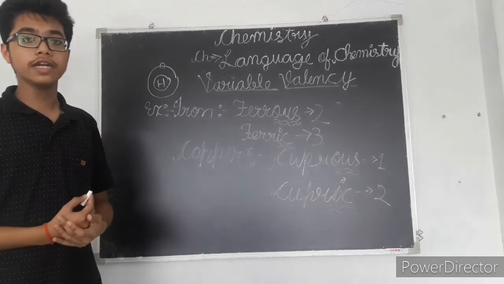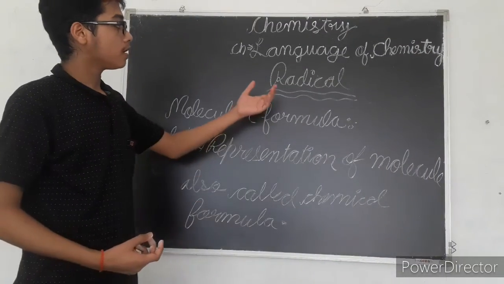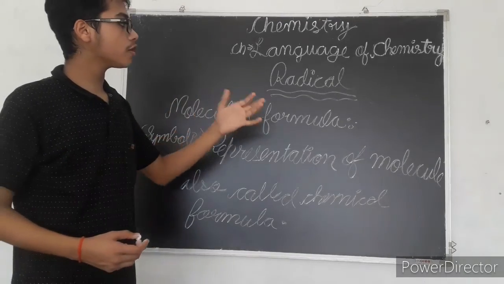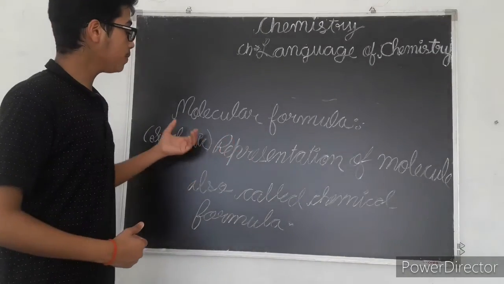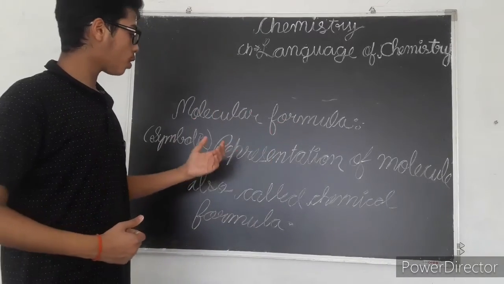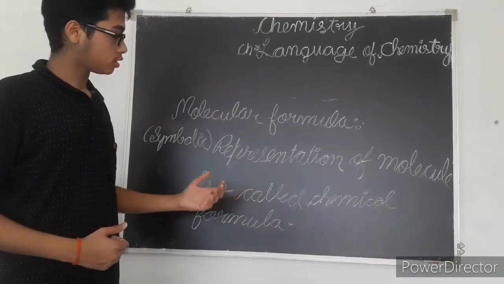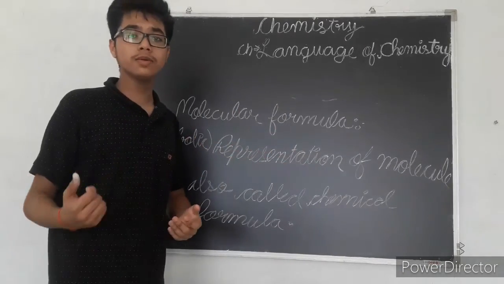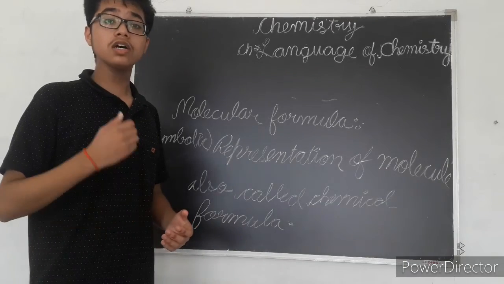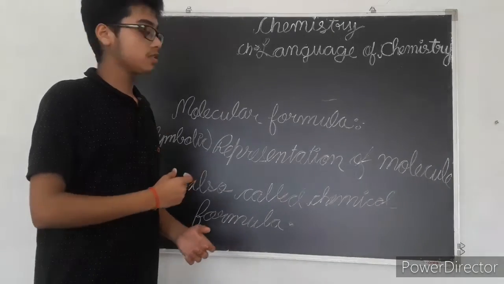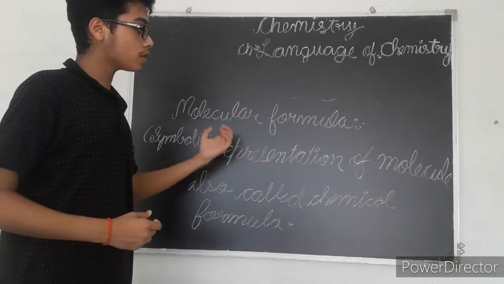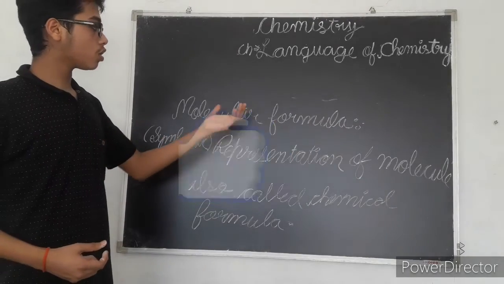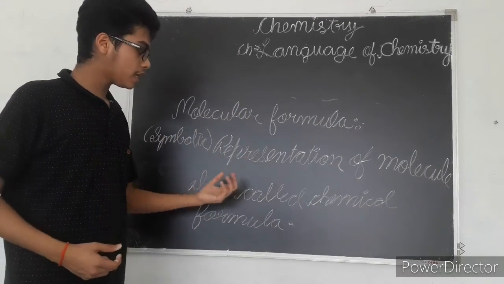Okay, now we will study about radical. To understand radical properly, first we should understand what is molecular formula. Molecular formula is the symbolic representation of a molecule. We have studied about symbols. A symbol is the representation of an element, but molecular formula is the symbolic representation of a molecule. Molecular formula is also known as chemical formula.